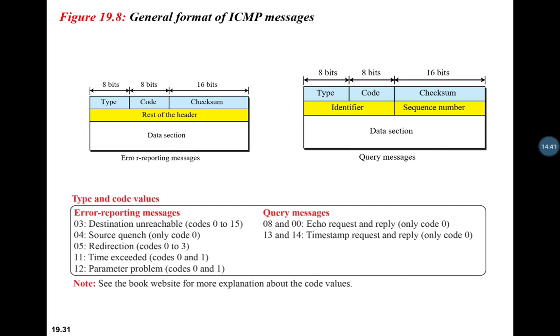Next, let us see the query messages. The query messages are used without relation to the IP datagram. That means these are encapsulated in the datagram, and they are used to test the liveliness of the router in the internet. They also find the one-way or round trip time between two devices. Usually these query messages come in pairs, like echo request and reply, timestamp request and reply.